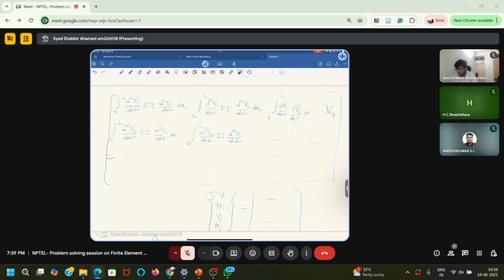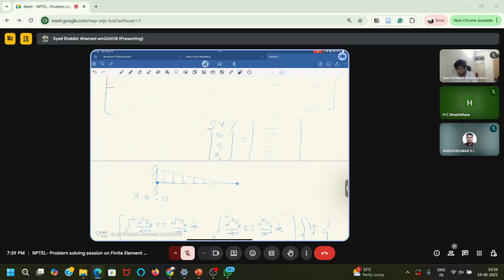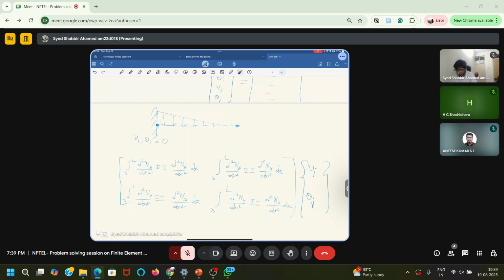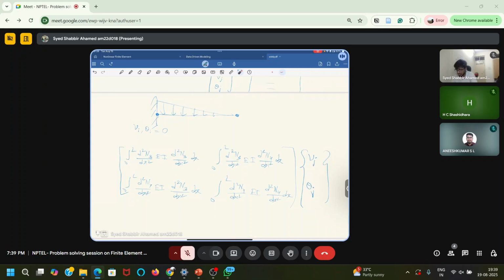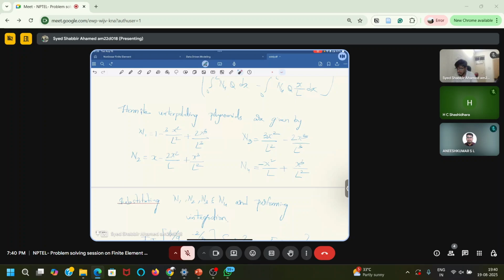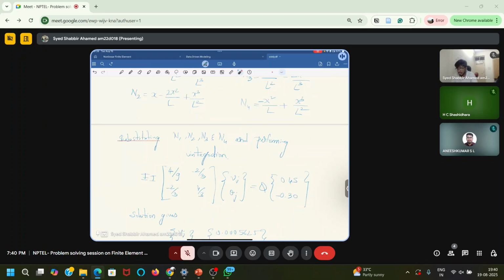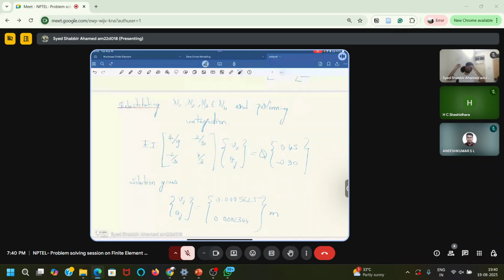After writing them in matrix form, I'll substitute the values of N1, N2, N3. After substituting, I can integrate them, to get this final result, which is V_i into something. And if I solve this, I'll get the deflections and also the slope at the free end of the beam. So this is how we will solve a beam equation.